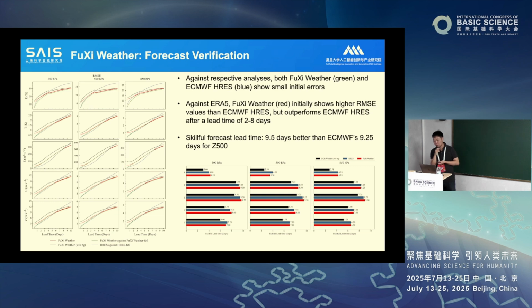But overall, in terms of the model's skillful prediction for those very important variables, especially for the 500 hectopascal geopotential, we achieve even longer skillful prediction time than the SOTA physical model ECMWF, which is able to get 9.5 days of skillful prediction lead time for this geopotential.